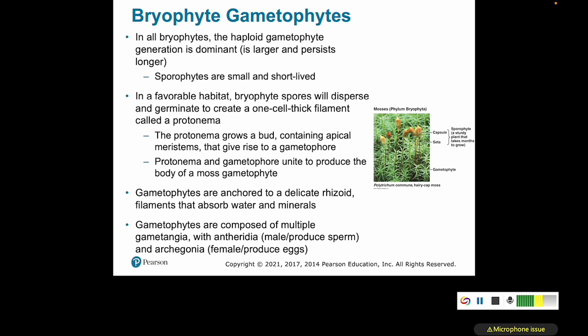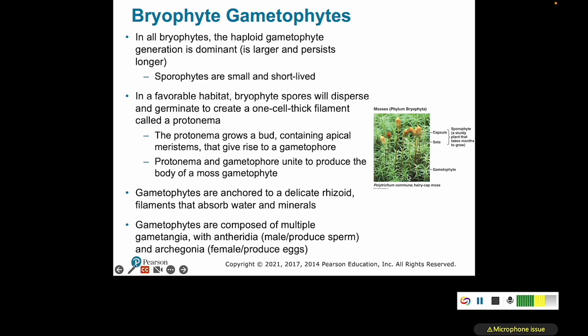In a favorable habitat, bryophyte spores will disperse and germinate, and they create a one-cell thick filament called a protonema. The protonema will grow a bud that has apical meristems that create the gametophore, and the protonema and gametophore unite to produce the body of a moss gametophyte. That is what you are seeing in the green images here.